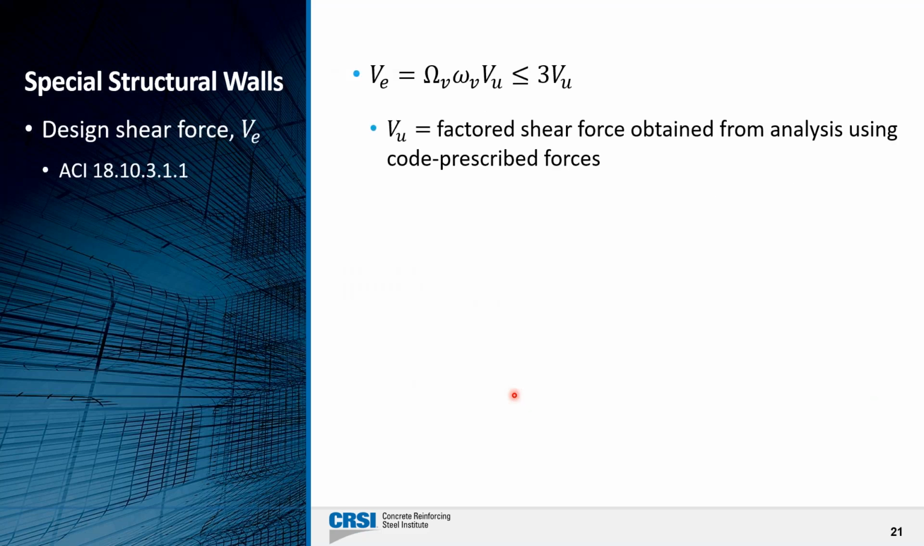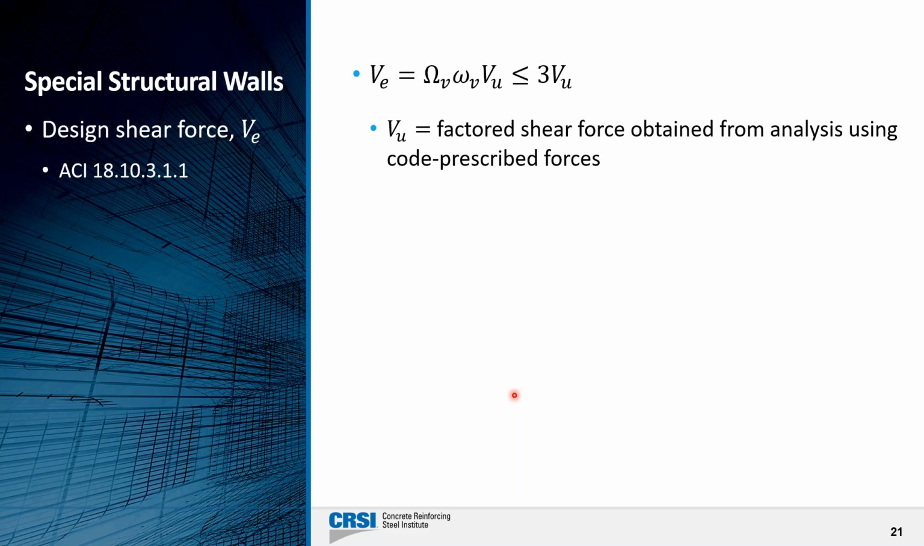So what the equation looks like in section 18.10.3.1 is what you see here at the top of the slide. V sub E that we need to design the special structural wall for shear is this capital omega sub V, this is an overstrength factor, times lowercase omega sub V, this is a factor that accounts for higher modes of vibration, times V sub U, which is the factored shear force that we obtain from analysis from the code prescribed forces. The upper limit on this is 3 times that V sub U.